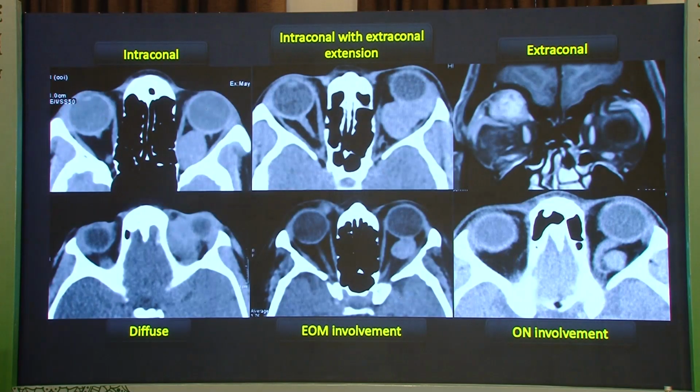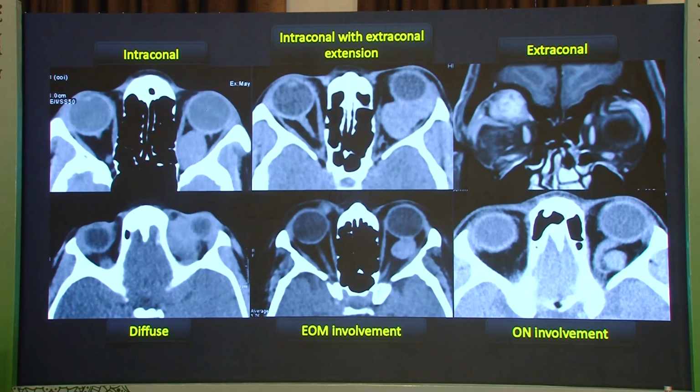We have to keep in mind where exactly the lesion will be present. And the lesion basically, as you can see over here, could be intraconal. This is a spectrum of dermoid, right? So, of solitary fibrous tumor. It could be intraconal, it could be intraconal with an extraconal extension, or it could be extraconal or diffuse, or with EOM involvement, or with optic nerve involvement over here. So why is it relevant? When we have such a spectrum, we have to look at how we're going to plan it surgically.